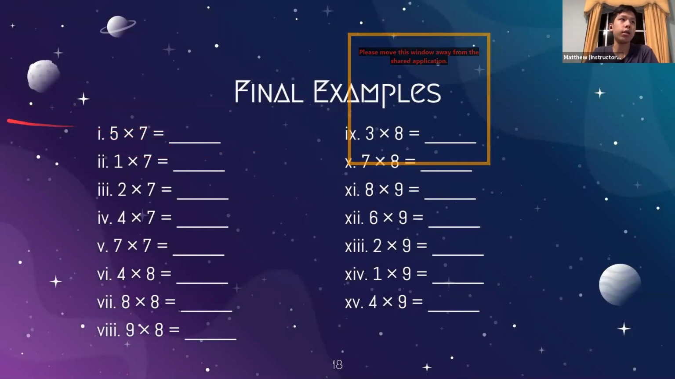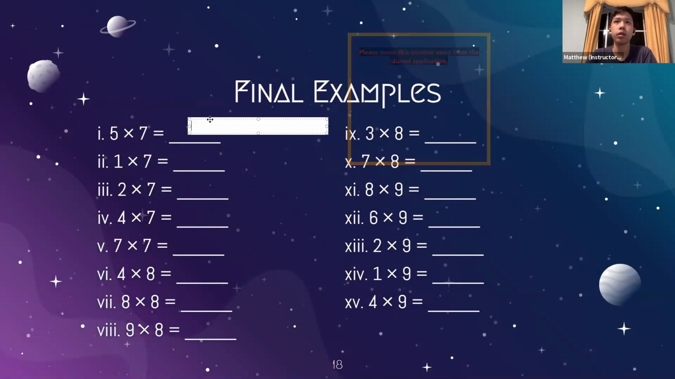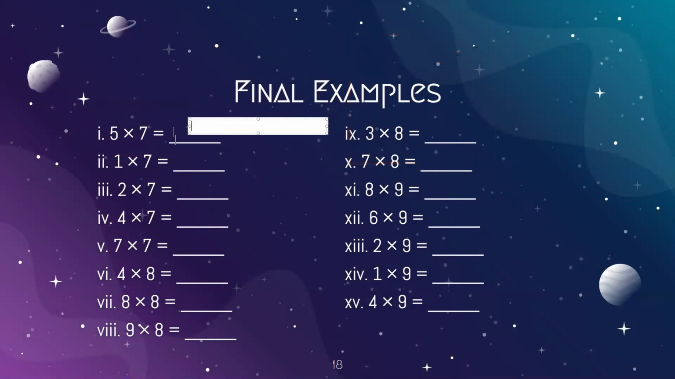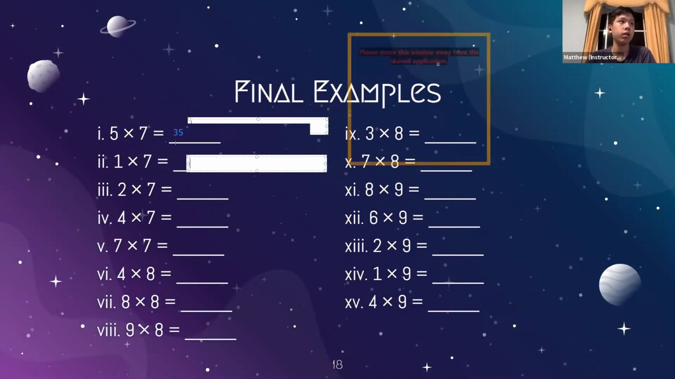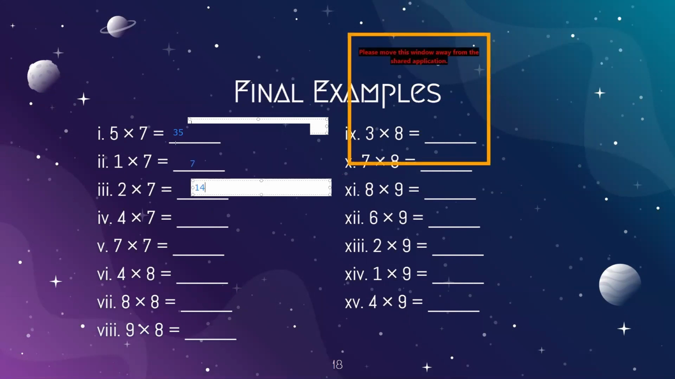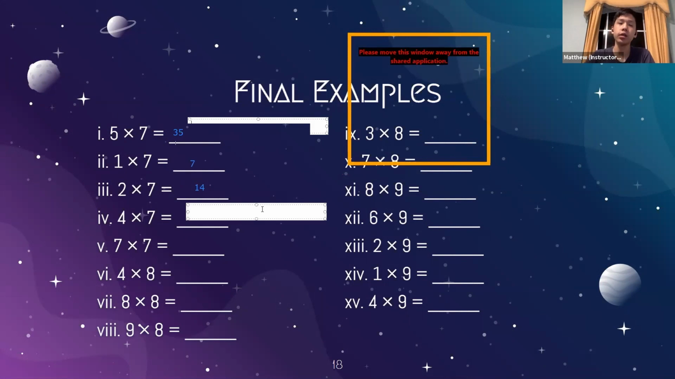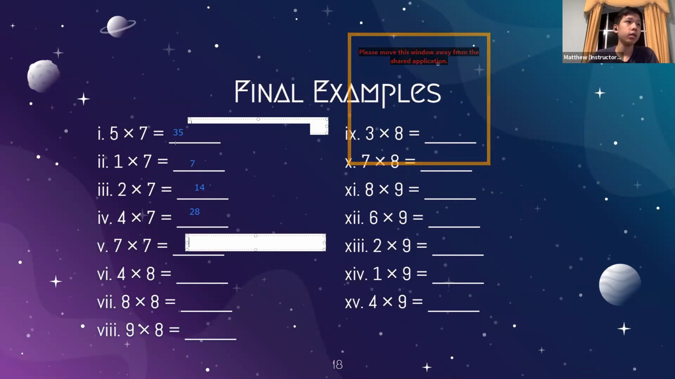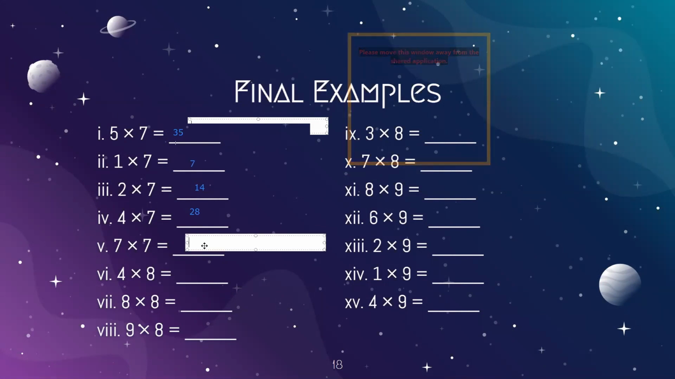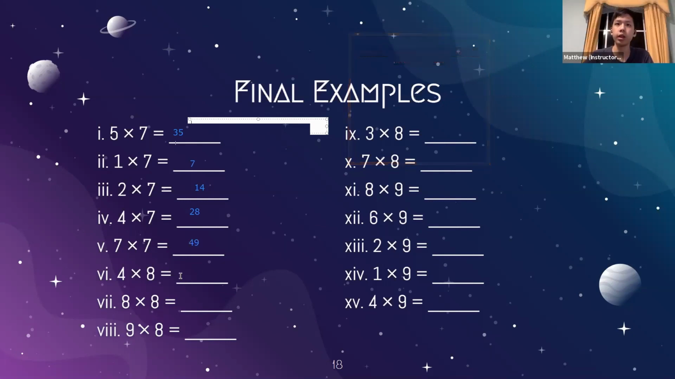So does anyone know what 5 times 7 is? 35. Correct. What about 1 times 7? 7. Correct. What about 2 times 7? 14. Correct. Do you know what 4 times 7 is? 28. Correct. Do you know what 7 times 7 is? 49. Correct. What about 4 times 8?